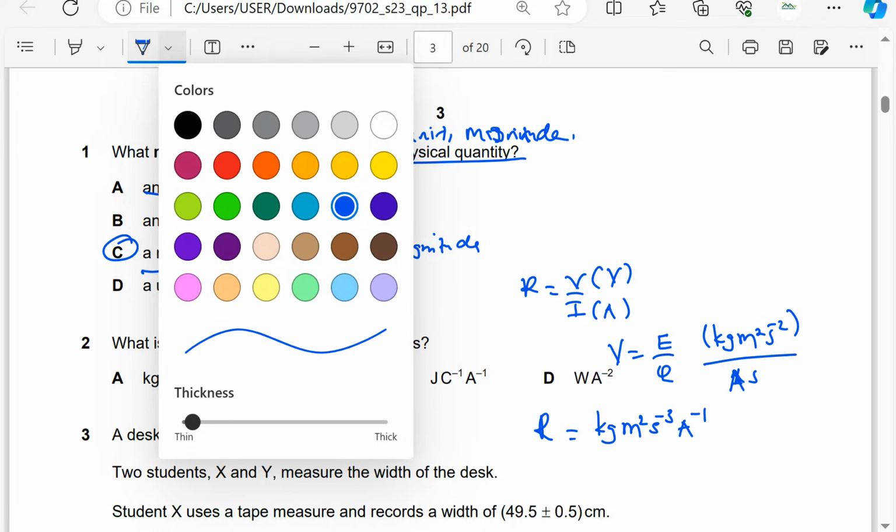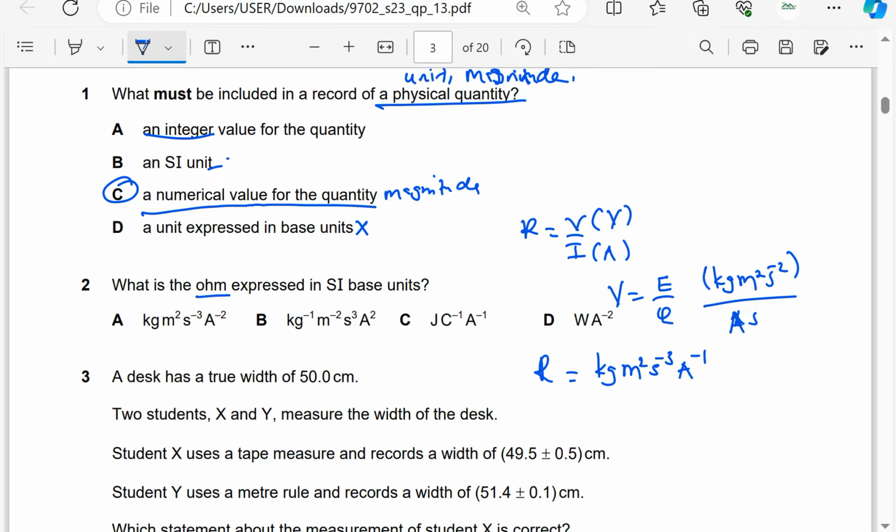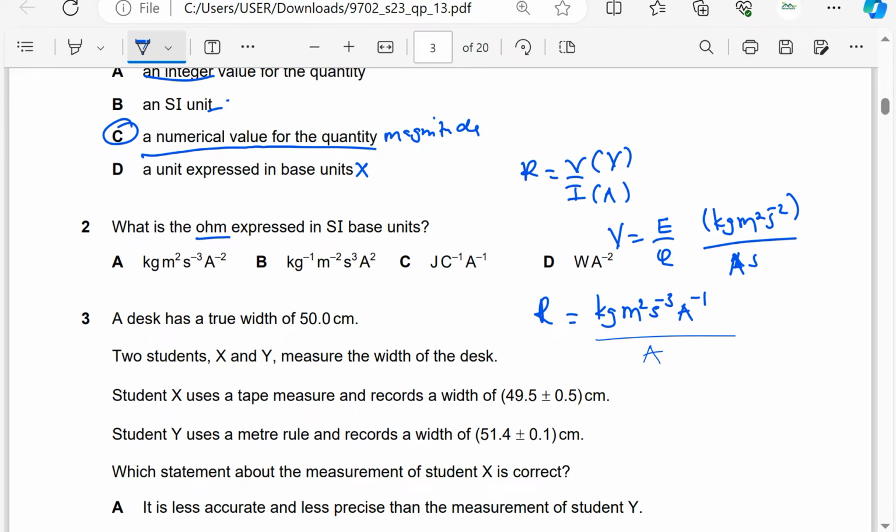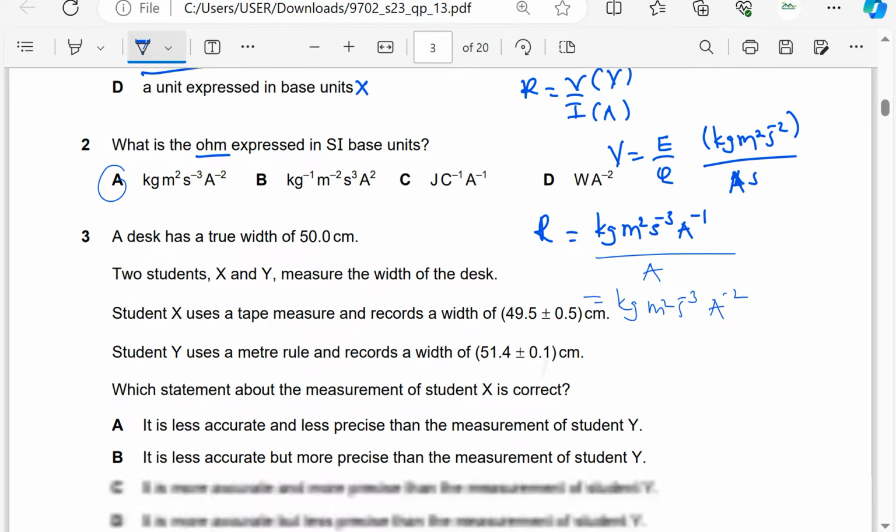I'll reduce this thickness. Okay, so then divide by I, which is A. So when I divide, this is kilogram meters squared s^-3 A^-1 divided by A, it becomes A^-2. So the answer is automatically going to be A. Kilogram meters squared s^-3 A^-2.